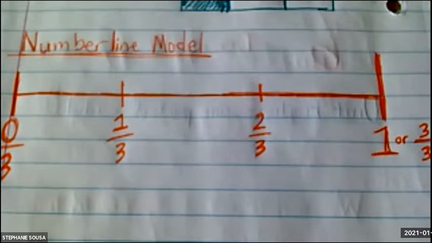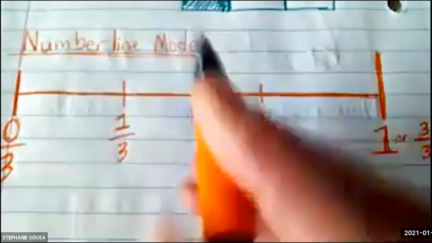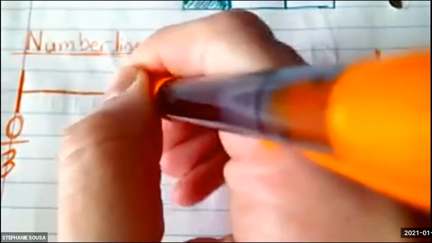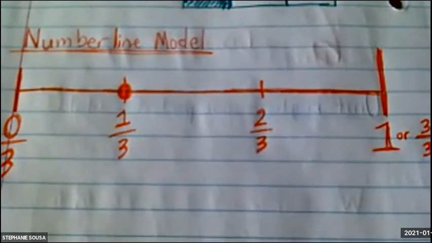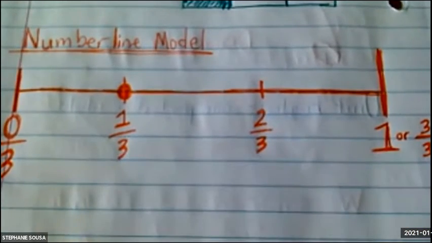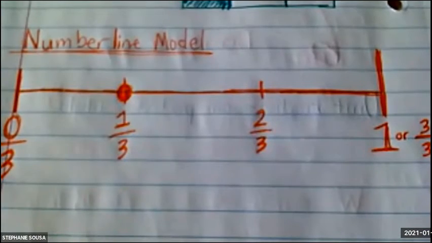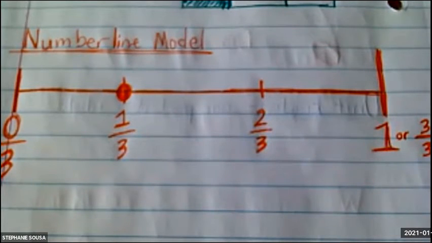Now, number line models, we don't shade. We put a dot. So at 1 third, go ahead and put a big fat dot. That's how you show where your fraction is on a number line, with a big fat dot. And I call it a big fat dot every time because it helps my brain remember. Big fat dot. Okay.